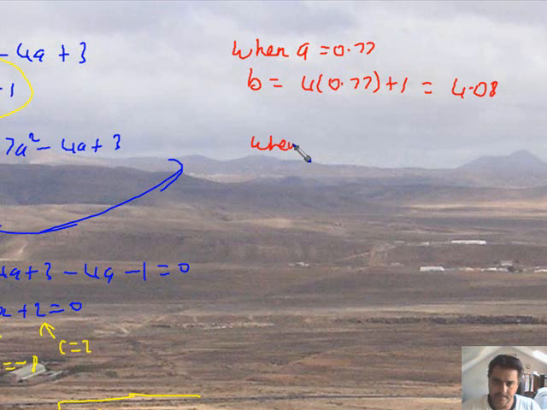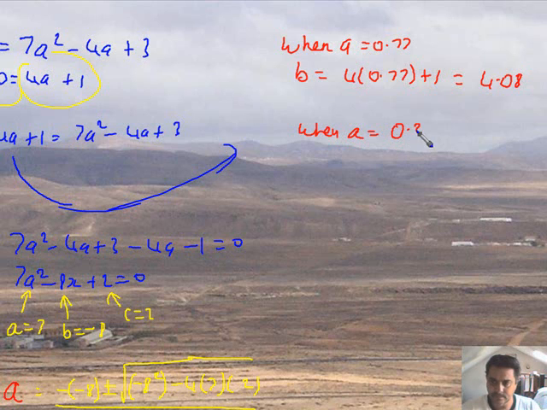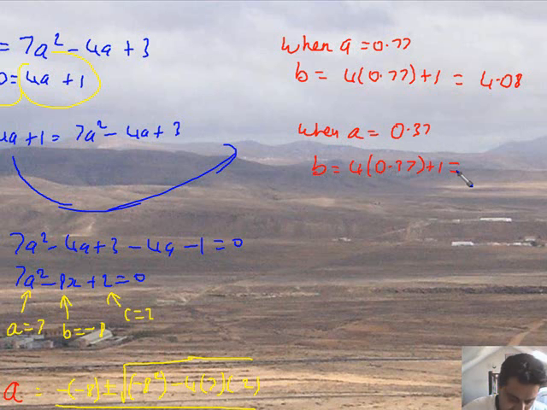And when a equals 0.37, b equals 4 lots of 0.37, then add on your 1, get your answer. 0.37 times 4, add on a 1 later on. Bam, what we got? 2.48.